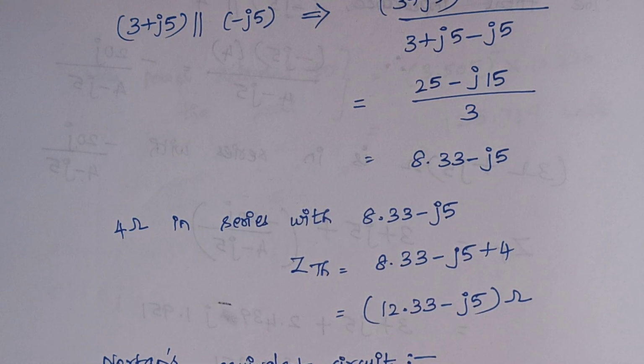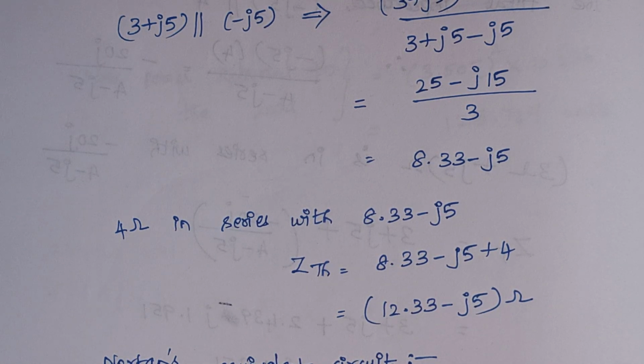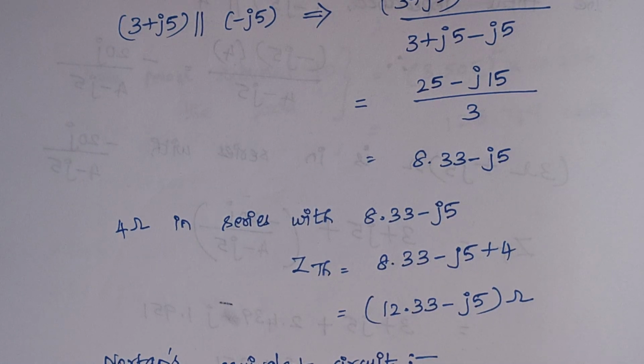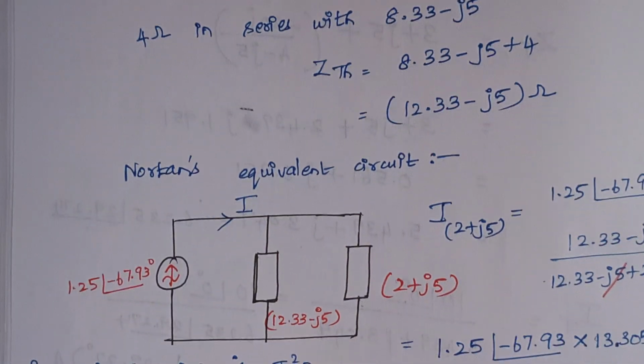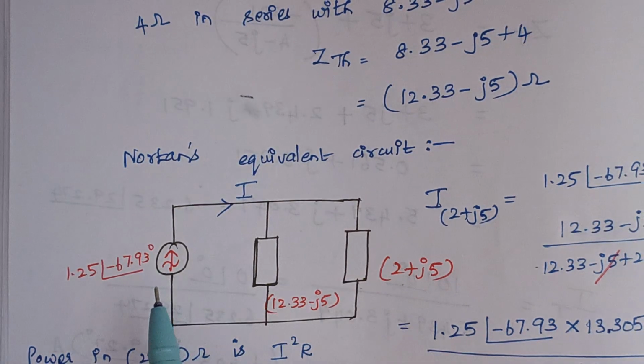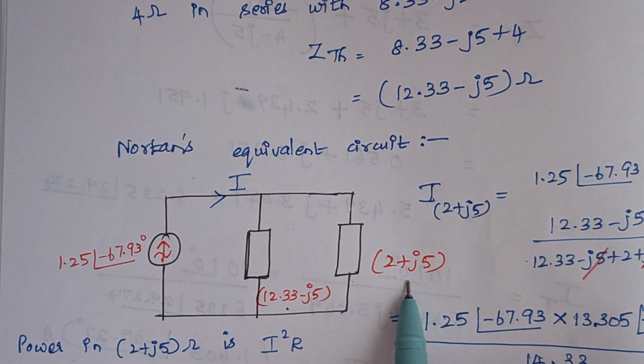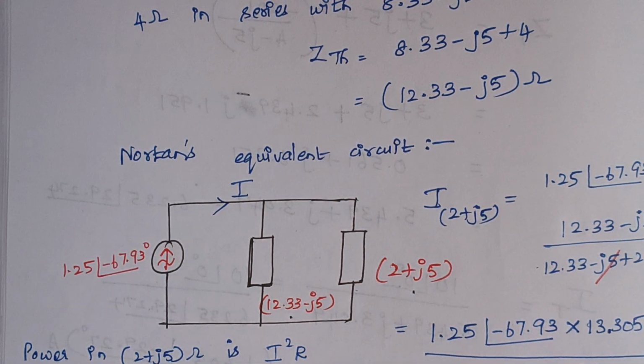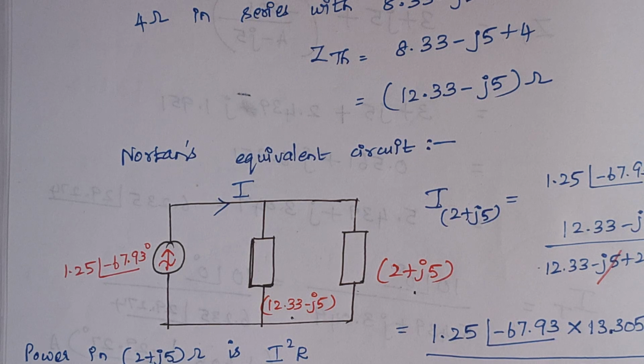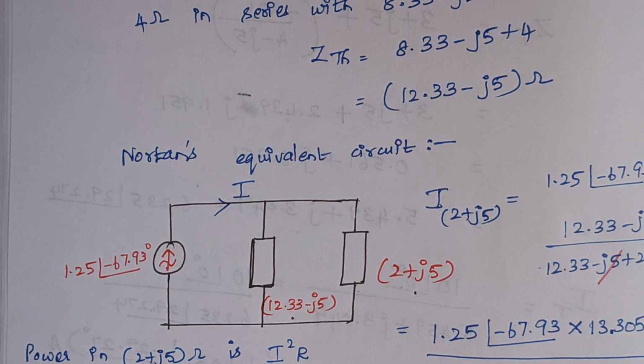Now we have calculated the short circuit current as well as the impedance value. So now we are going to draw the Norton's equivalent circuit. Here you see this is your short circuit current and this is your impedance value, that is Z Thevenin, and this is the impedance across which we need to calculate the power, right? To find the power, what is the general formula for power? It is I square R or V into I.